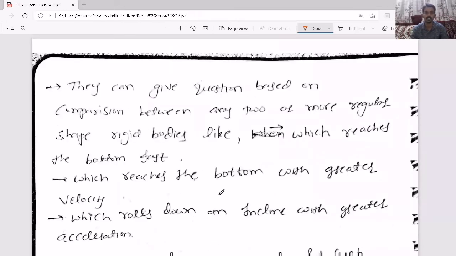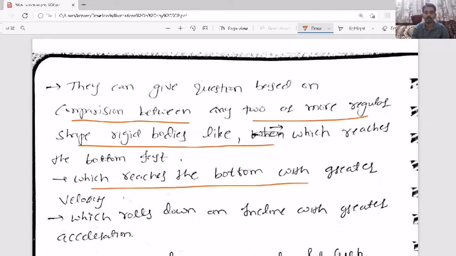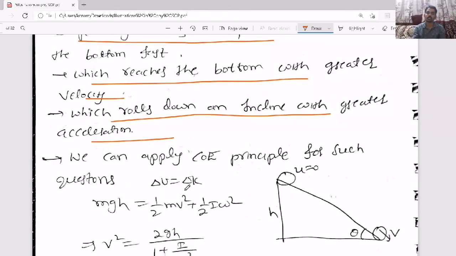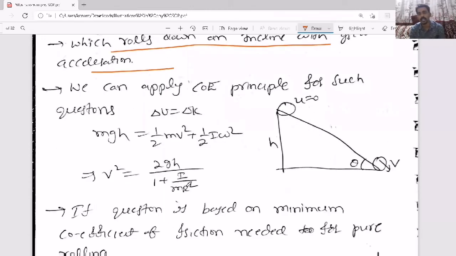Now, they can give questions based on comparison between any two or more regular shaped bodies, like which reaches the bottom first, which reaches the bottom with greater velocity, which rolls down an incline with greater acceleration. So I have mentioned everything clearly in this illustration. Please go through them and try to understand.